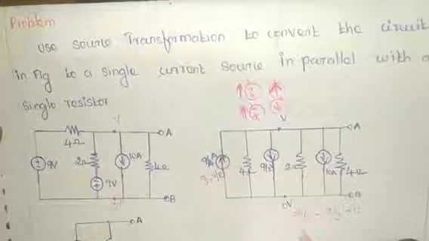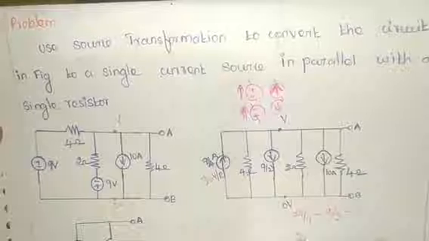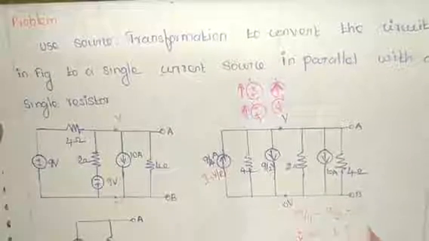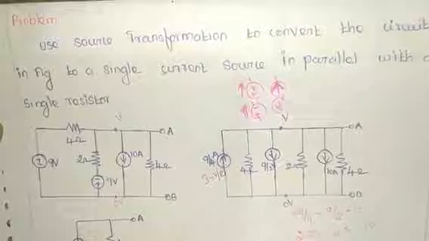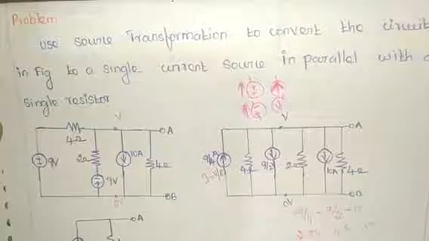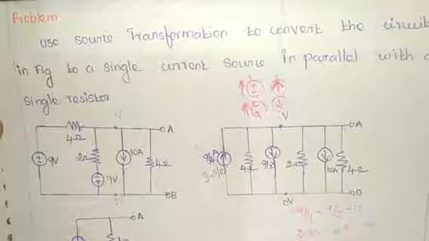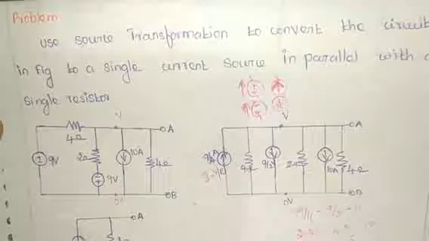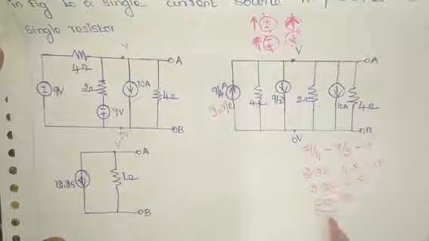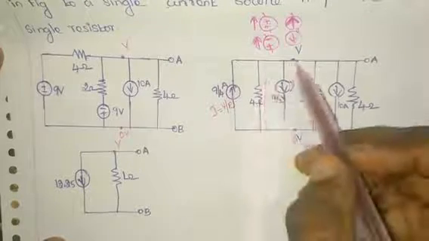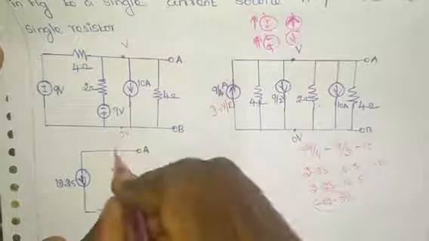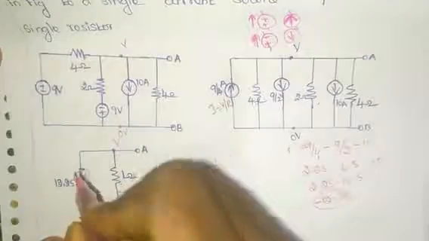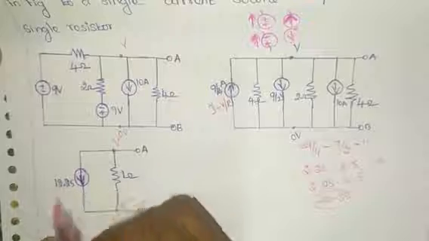So 9 by 4 is 2.25, minus 9 by 2 which is 4.5, minus 10. So 2.25 minus 14.5, whose value will be minus 12.25. The negative value of current indicates that the current is leaving the node V. That is a downward directed current source whose value is 12.25.